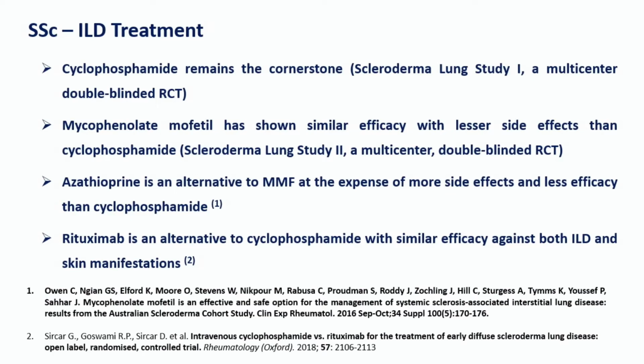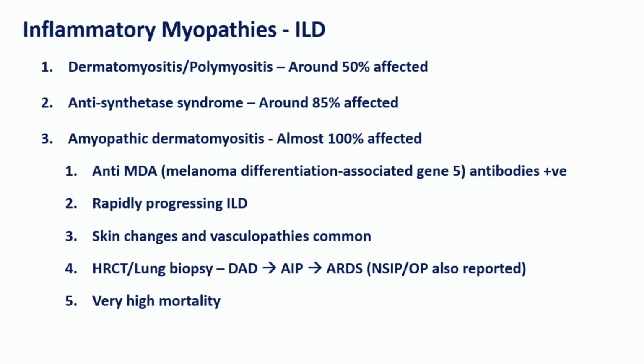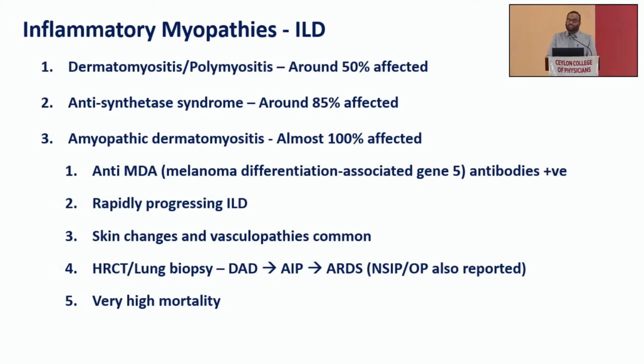Then we are going to talk about inflammatory myopathy associated interstitial lung diseases. So dermatomyositis, polymyositis patients have around 50% lung involvement, and antisynthetase syndrome has around 85% lung involvement, and amyopathic dermatomyositis almost 100% lung involvement. I would like to talk a little bit about amyopathic dermatomyositis because during my training, about 2 years, we came across about 4 patients whom we lost 2 patients.